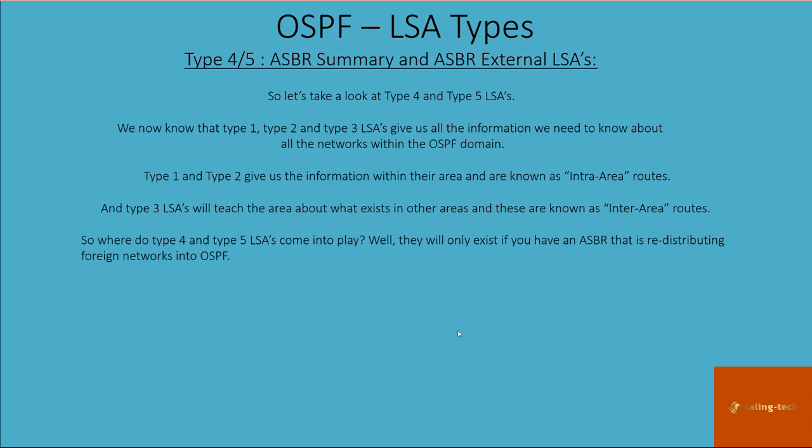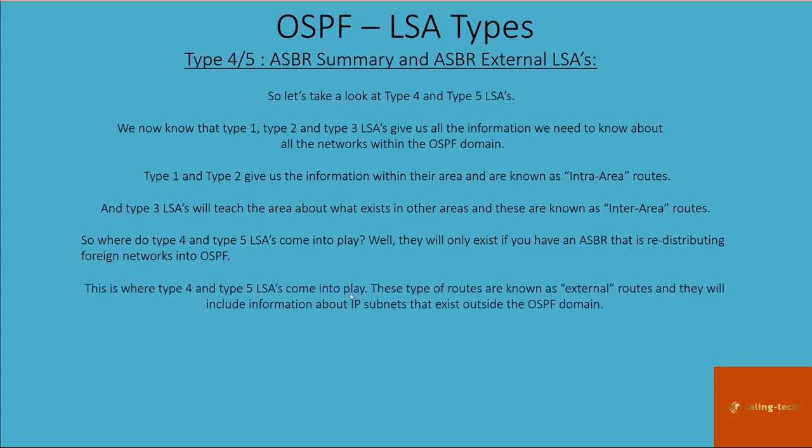So what we're going to ask is, where do type 4 and type 5 LSAs come into play? Well, they'll only exist if you have an autonomous system border router, or an ASBR, that's redistributing foreign networks into OSPF. This is where those type 4s and type 5s come into play. These types of routes are known as external routes, and they will include all the information required about IP subnets that exist outside the OSPF domain.